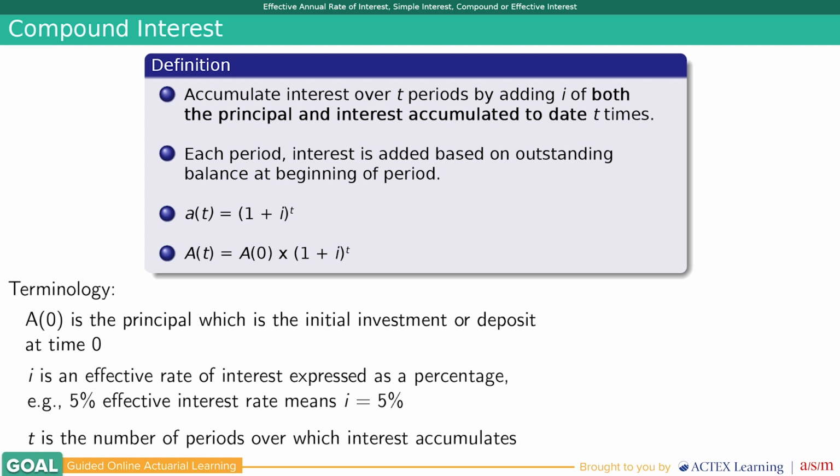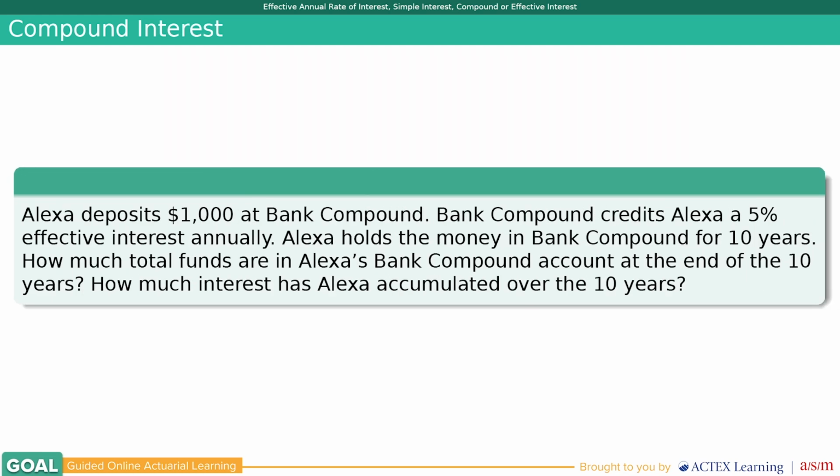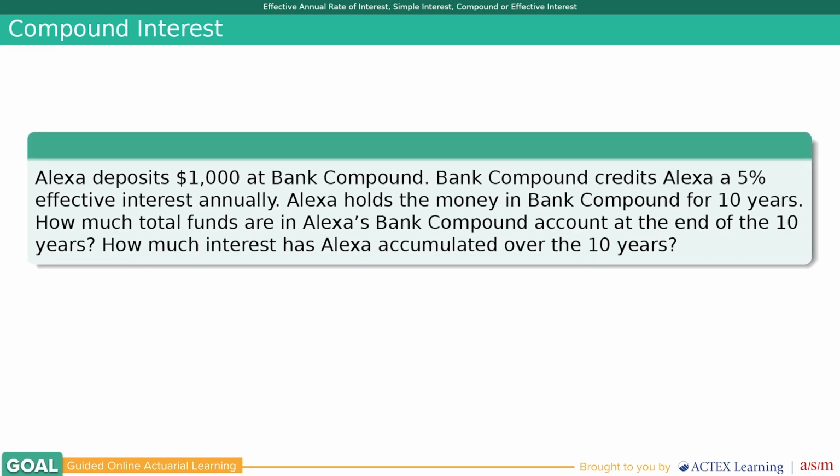So in this case, I is an effective rate of interest expressed as a percentage, as opposed to a simple rate of interest. And now let's look at an example. Alexa deposits $1,000 at Bank Compound. Bank Compound credits Alexa a 5% effective interest annually. Alexa holds the money in Bank Compound for 10 years. And the question is, how much total funds are in Alexa's Bank Compound deposit account at the end of those 10 years? And how much interest has Alexa accumulated over the 10 years?